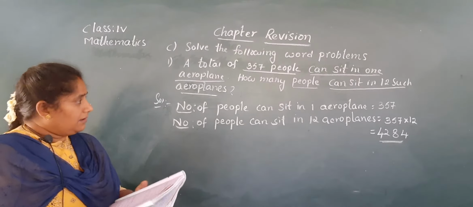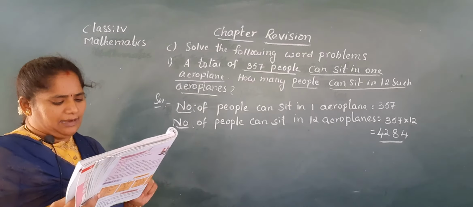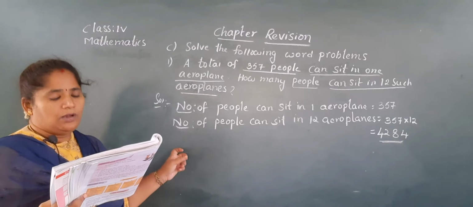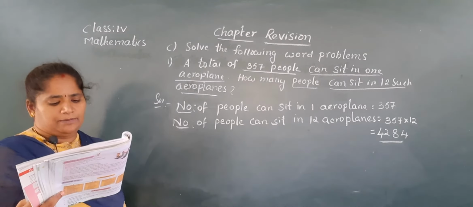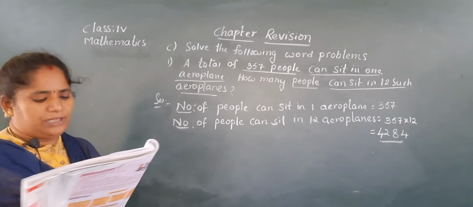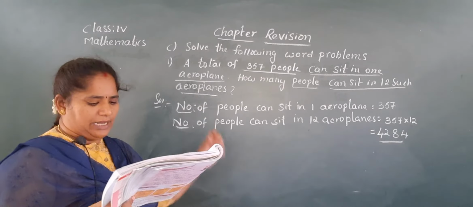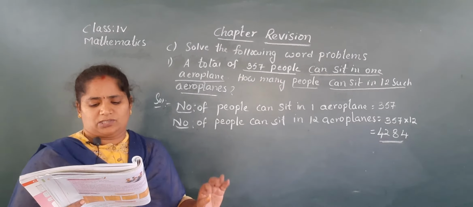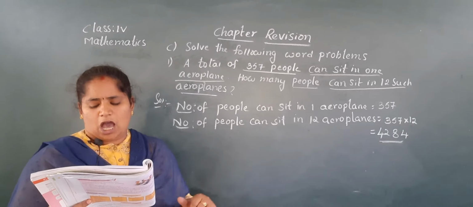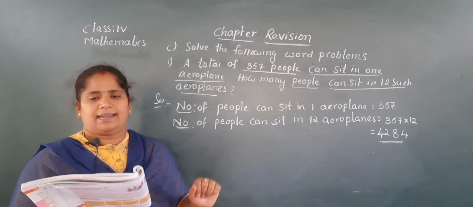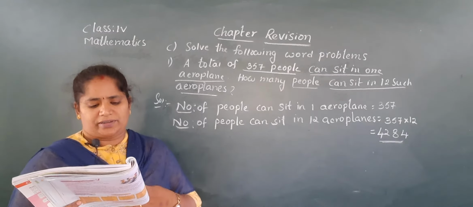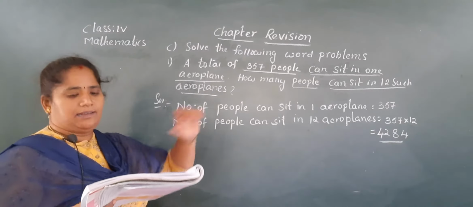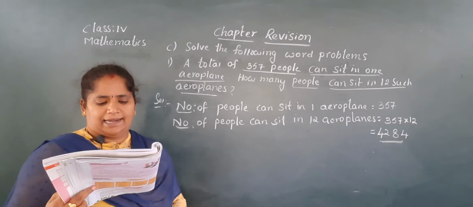Okay, now see, the same model problem is given in the fifth one. All of you look at the fifth word problem. You have to do that problem as homework, the same model. A total of 1,250 passengers can sit in one train. How many passengers can sit in 370 such trains? Same model only. There they are given aeroplane, here given train.